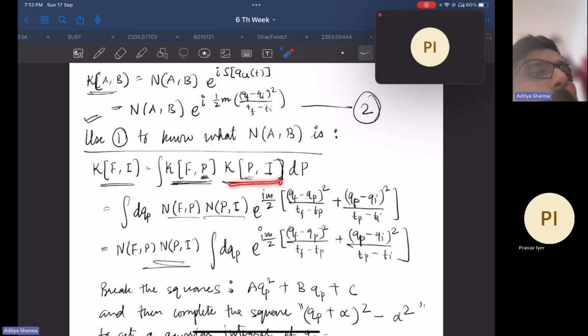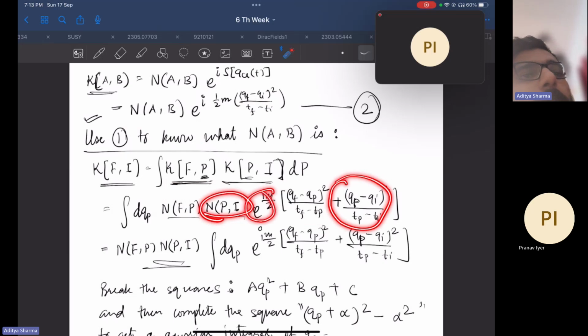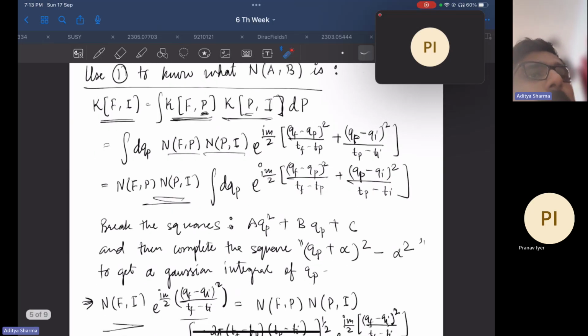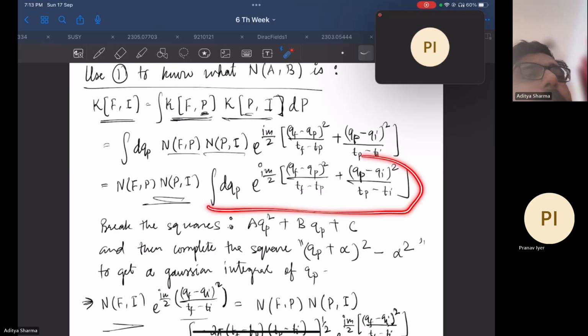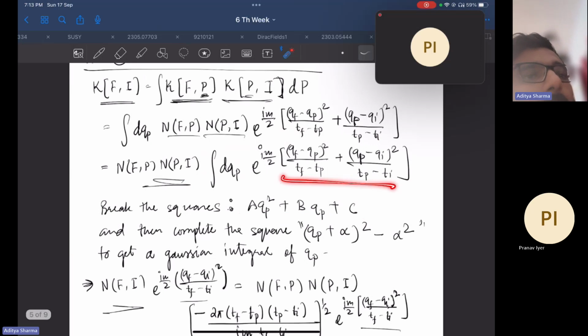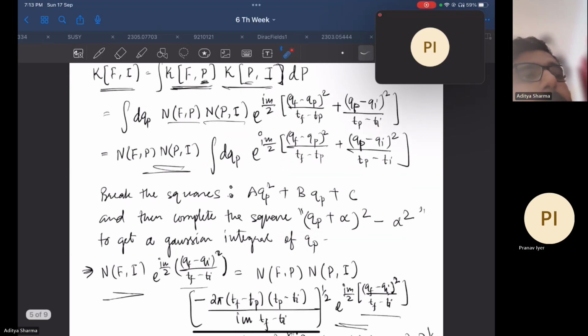All right. Now I'm going to write the same thing for KPI. This is this part and this part, the exponential and this part. These are normalization factors, so they come out of the integral here, and you have the integration as this. Now I've just done the integral of this thing. I firstly break the square and then complete the square with the QP term like this, and whatever is left over I put in alpha and alpha square. Alpha does not depend on QP at all.